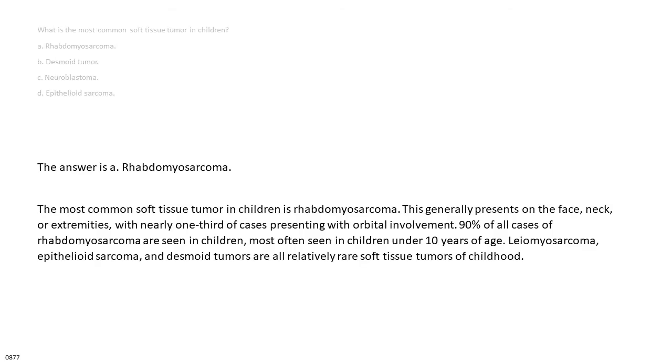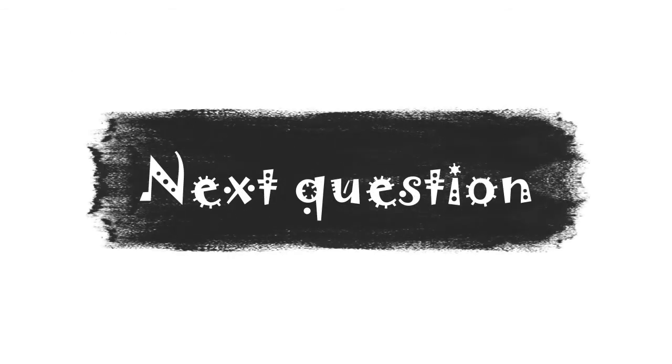The answer is A. Rhabdomyosarcoma. The most common soft tissue tumor in children is rhabdomyosarcoma. This generally presents on the face, neck, or extremities, with nearly 1/3 of cases presenting with orbital involvement. 90% of all cases of rhabdomyosarcoma are seen in children, most often in children under 10 years of age. Leiomyosarcoma, epithelioid sarcoma, and desmoid tumors are all relatively rare soft tissue tumors of childhood.